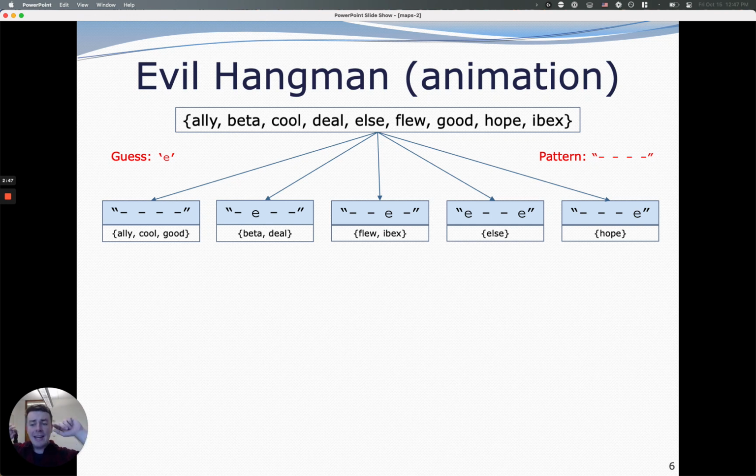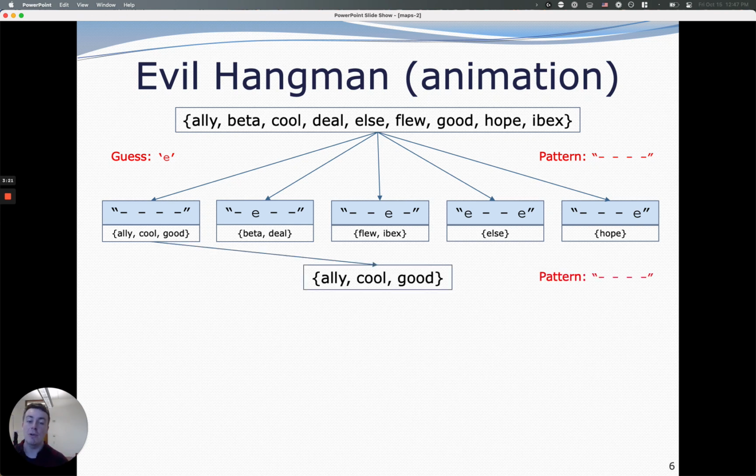Again, I'm not generating every possible place an E could be. I'm going to each word and saying, hey, if you were the word, what would the appropriate pattern be with the guess E? Now that we've broken them up into these word families based off this pattern, where you might want to represent it as some sort of mapping from pattern to the words that belong to that family, the job of the computer is to pick the largest set of words. Since ally, cool, and good has 3 words in it, which is larger than any of the other pattern sets of words, we'll choose the pattern dash dash dash dash. We'll tell the user that they were wrong, that there was no E in the word, and then limit ourselves to these 3 words.